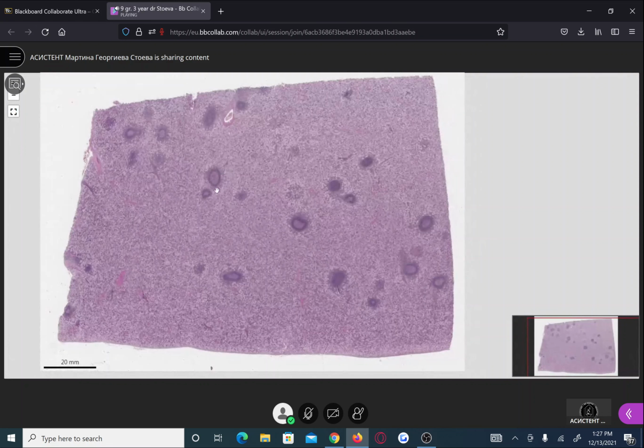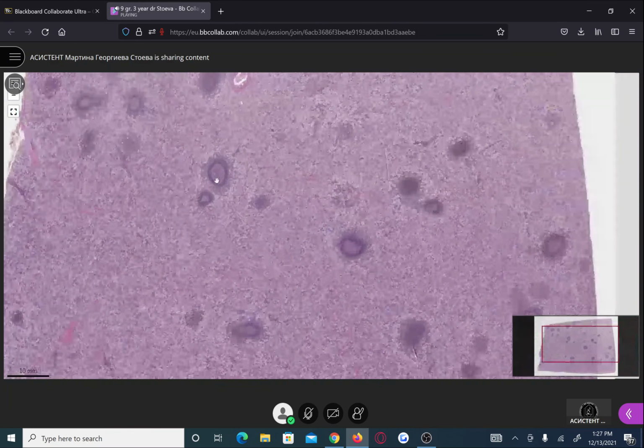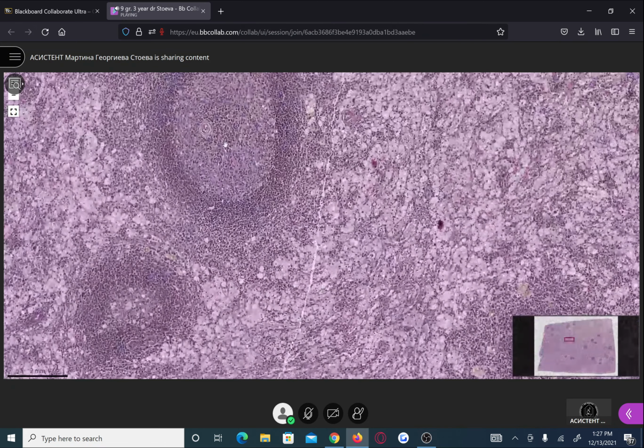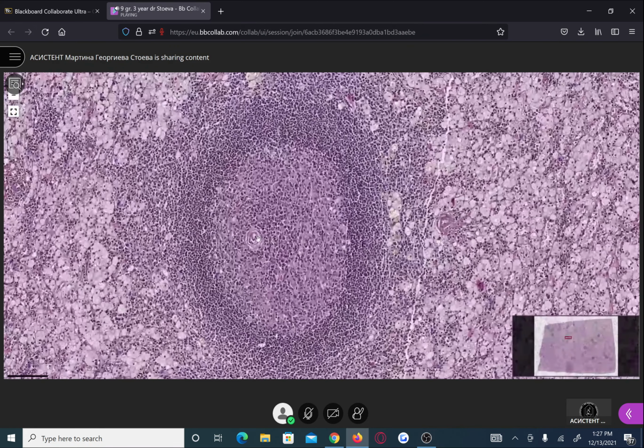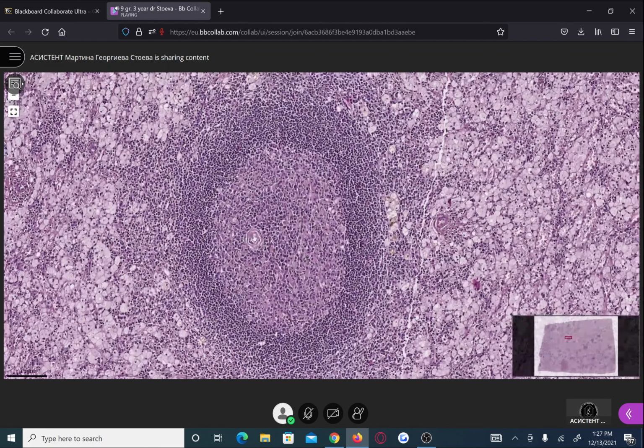The specimen could be recognized based on these round structures. These are lymph follicles, and in some of them, we can find a centrally placed arteriole. In these lymph follicles, there are quite well visible areas with germinal center. The paler area in the center is the germinal center, and there is a centrally placed arteriole.